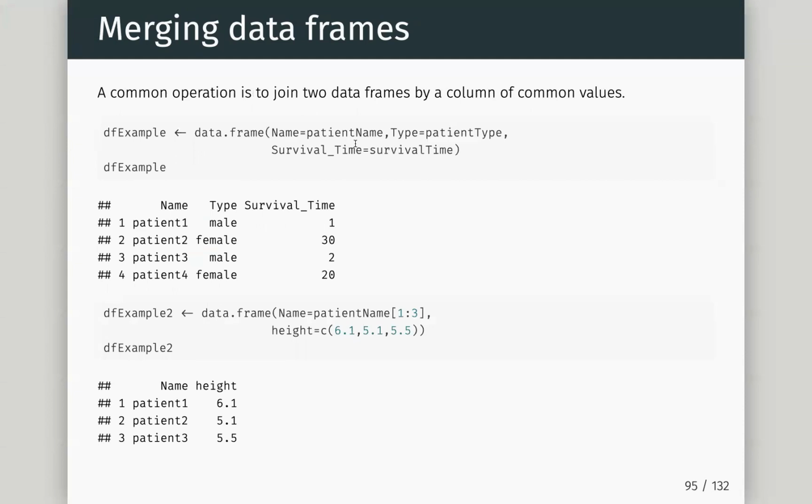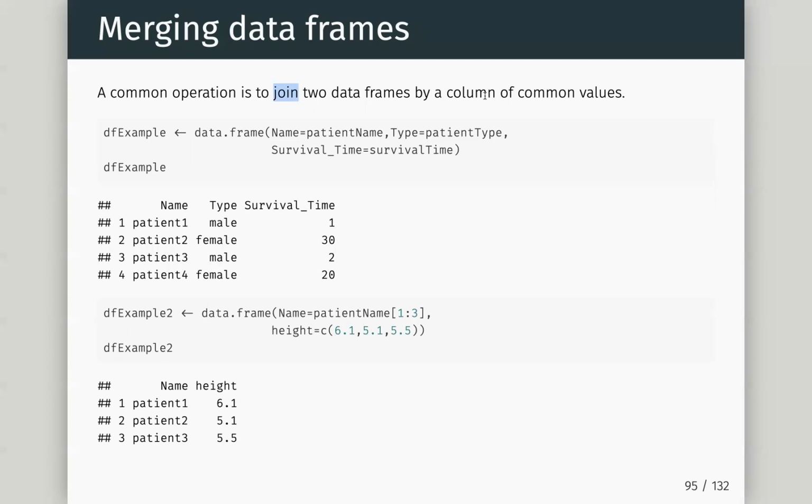Really useful operation. I think this is special to data frames. Can't do this with matrices. Is to try and join two data frames by a column of common values. So you have half your patient information in one big table. You have more information on your patients, maybe addresses, contact information, another table. You want to join these together so that you have one big table to operate on.